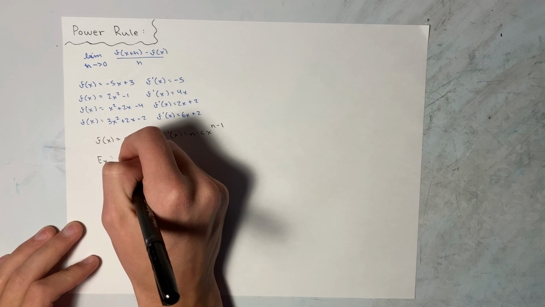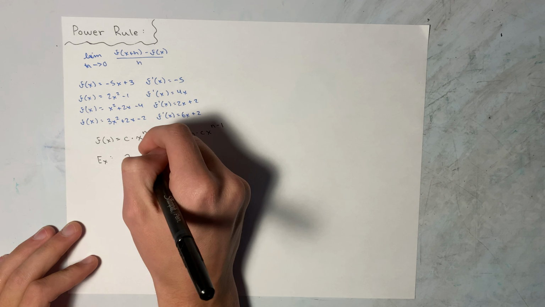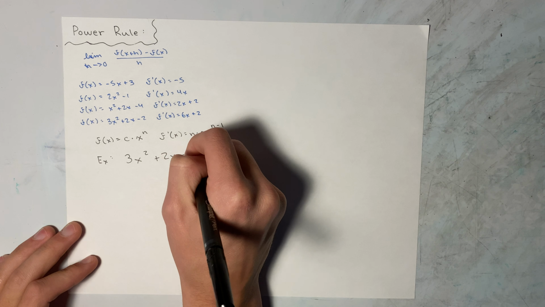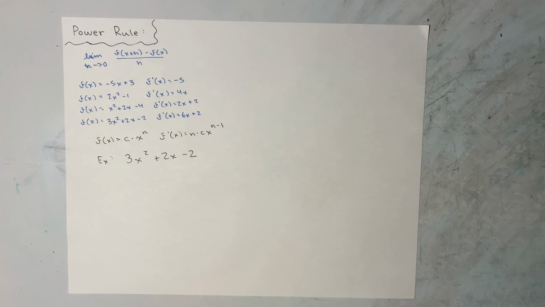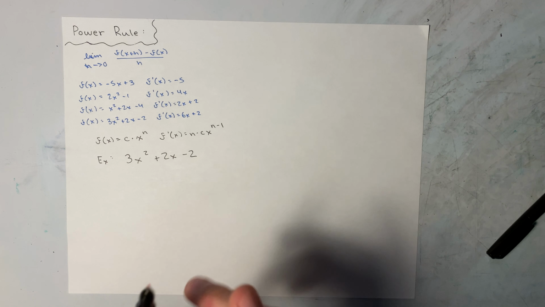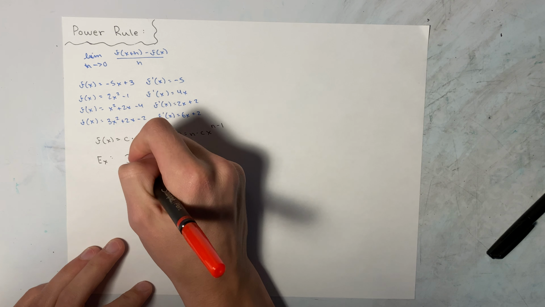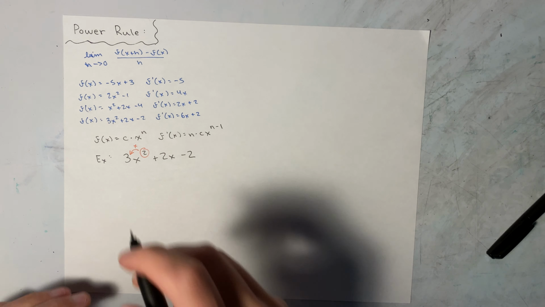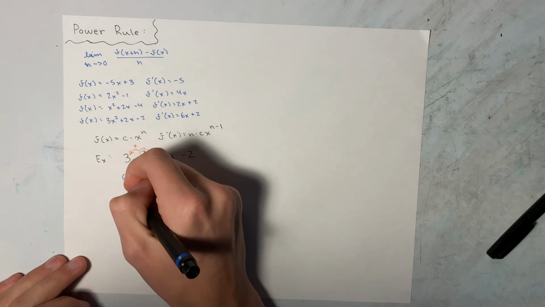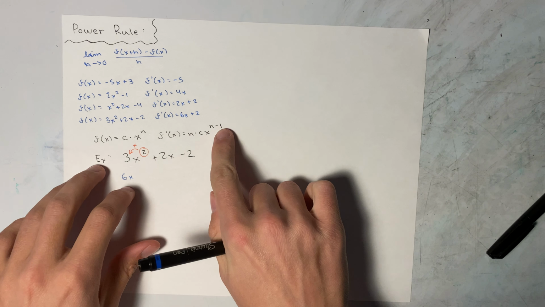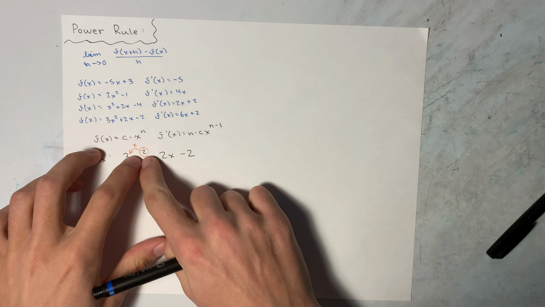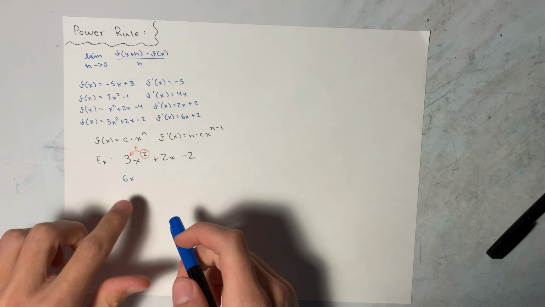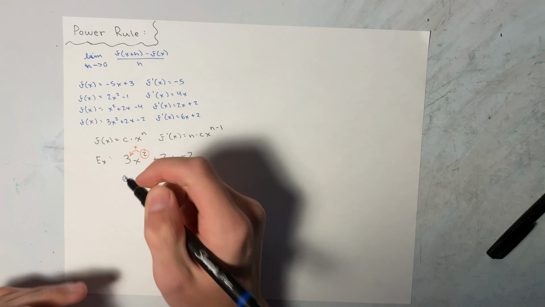Let's say we have 3x squared plus 2x minus 2. Essentially what I'm doing is taking the exponent and multiplying it by the number in front. So in this case, we'll be left with 6 and then x, and then subtracting 1 from the exponent. The exponent in this case is 2. 2 minus 1 is just 1. x to the 1 is just x. So I can write it as just 6x.